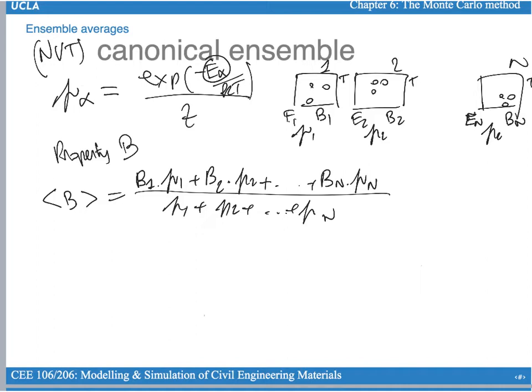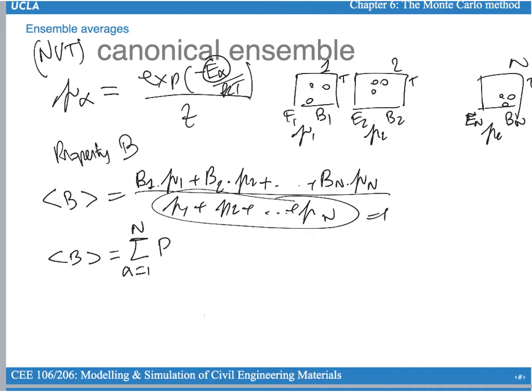But the sum of the probability, necessarily, is going to be equal to 1, which means that in this case, the average value of B is just going to be equal to the sum for all the configurations alpha from 1 to n of the value of the property B for the configuration alpha times the probability of this configuration alpha.